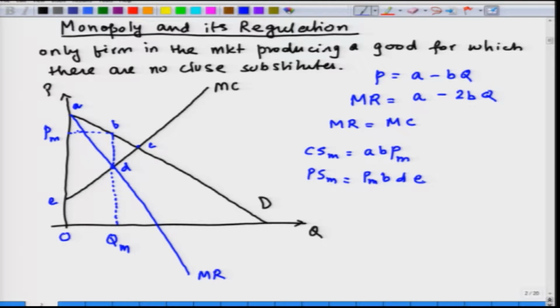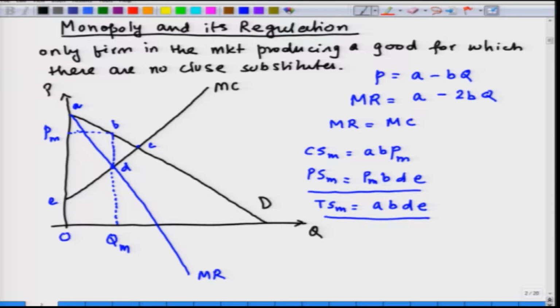So, this turns out to be the producer surplus, which then implies that the total surplus when we have a monopoly producing is the area A, B, D and E. So, the area A, B, D and E is the total surplus that a monopoly market is going to generate. Now, if you compare it with the total surplus that would have been generated by a perfectly competitive market.